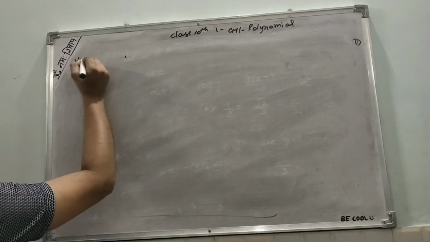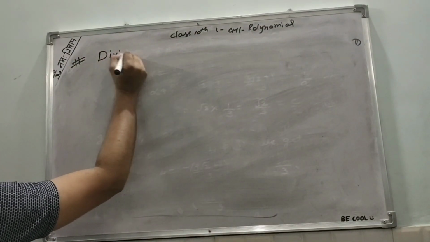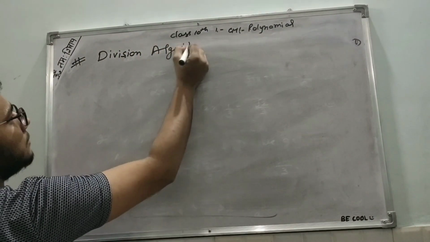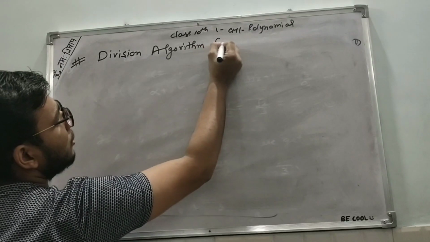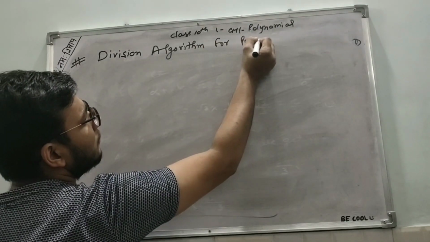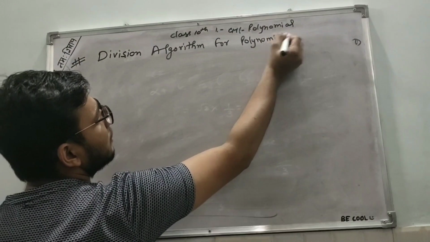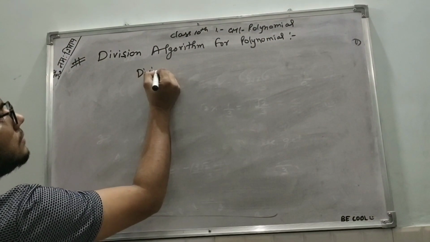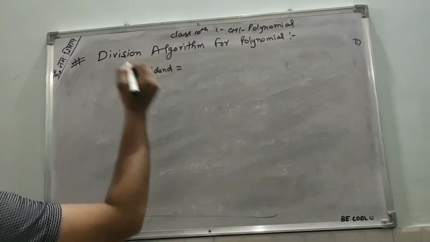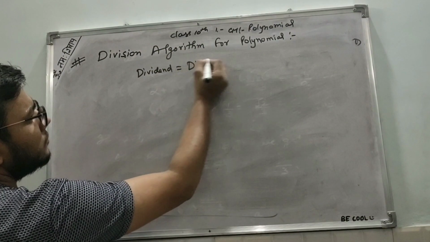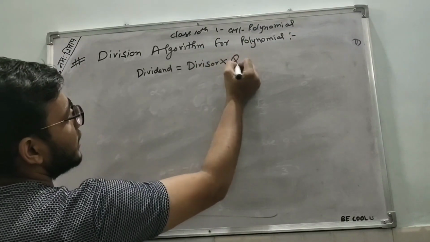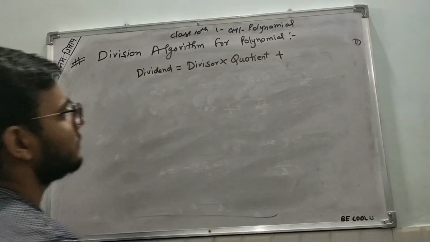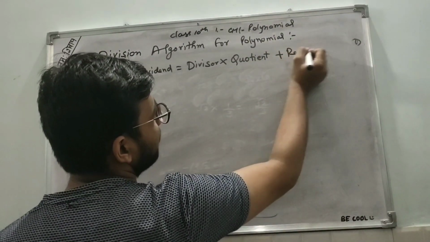Next topic is your division algorithm for polynomial. As you all know, dividend is equal to divisor into quotient plus remainder.